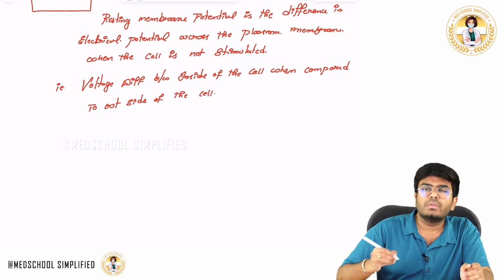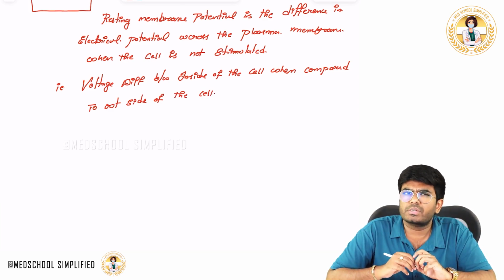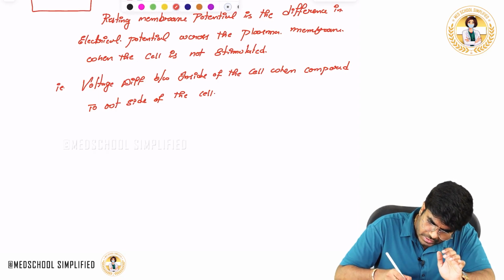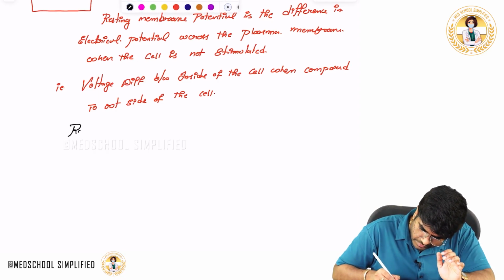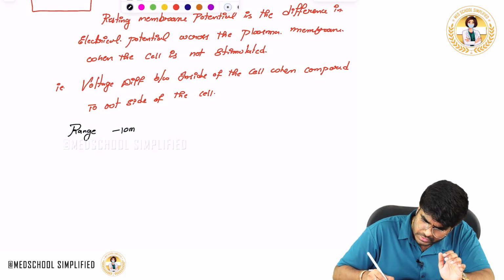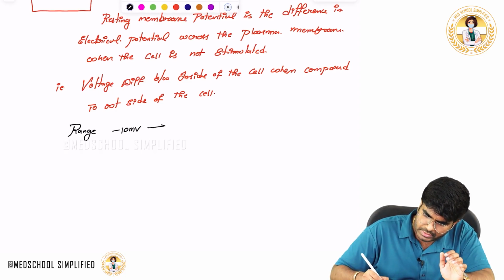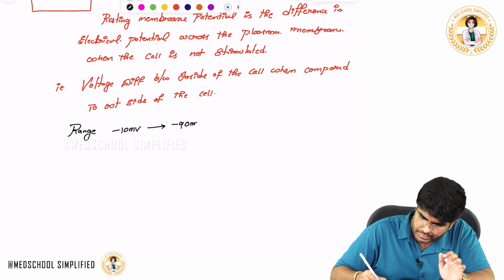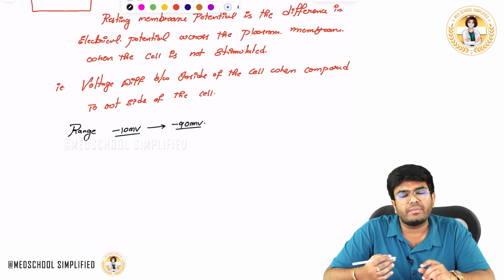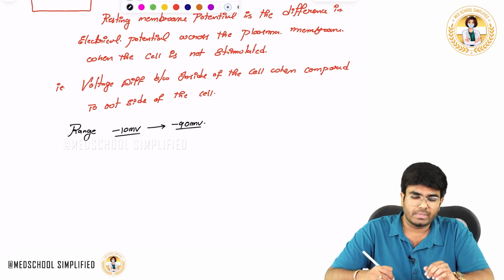So what is the usual range of resting membrane potential? Our cells have a resting membrane potential. Now what is the normal range? The range can be somewhere between minus 10 millivolts to minus 90 millivolts. This is the normal range of resting membrane potential in the different types of cells.